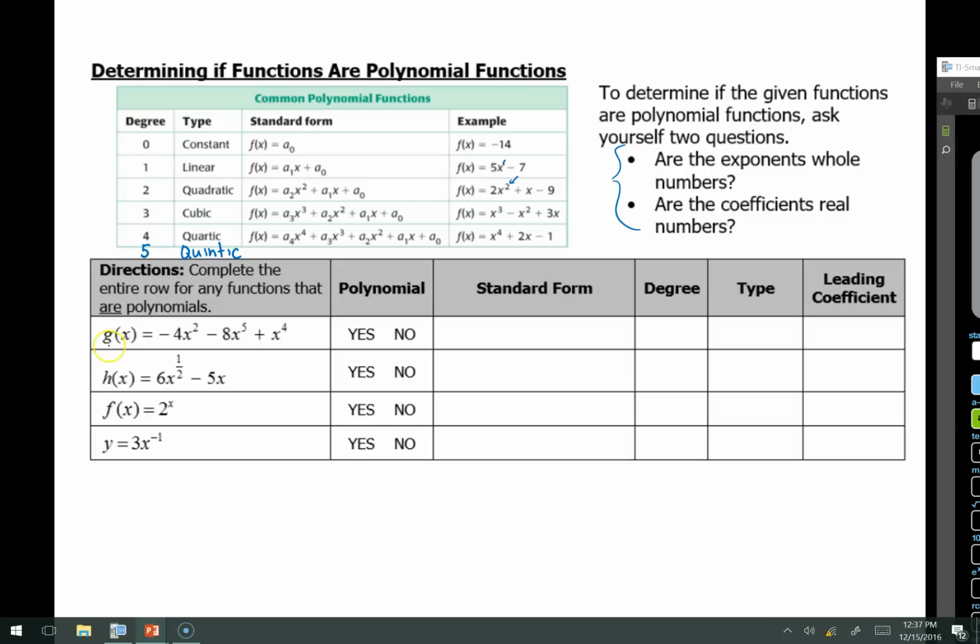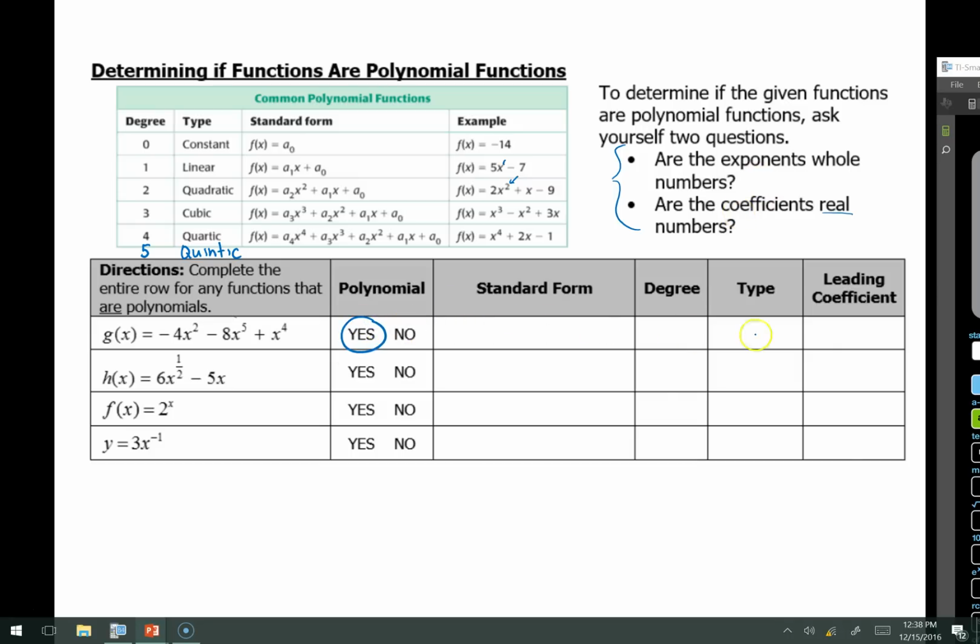In this first one, g of x is equal to negative 4x squared minus 8x to the fifth plus x to the fourth. Now this one is not in order, but if we just look at all of the terms, are the exponents whole numbers? We have a 2, a 5, and a 4. So yes, they are. Are the coefficients real numbers? Negative 4, negative 8, and 1. Because the answer to both of those questions is yes, we can say yes, this is a polynomial.